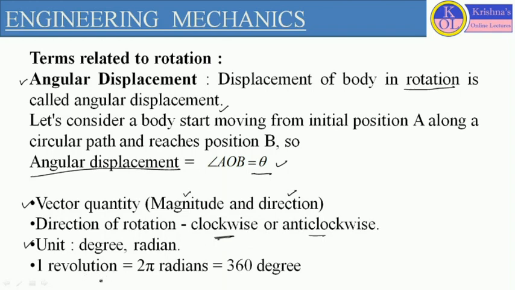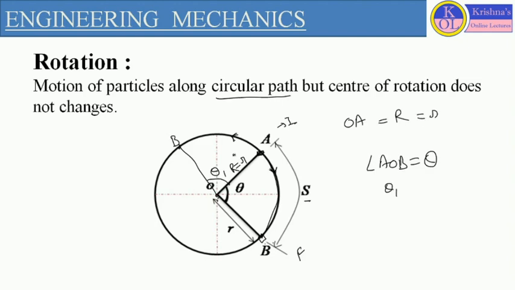So the relation between revolution, radian and degree is that one revolution we consider as 2 pi radian and that is equal to 360 degree. So if we define from this circle, the angle of the circle, we consider 360 degree angle for the circle. So this 360 degree is defining one revolution. One revolution means, if we talk about rotational motion, the particle is moving along the circular path and it can come to its original position also.